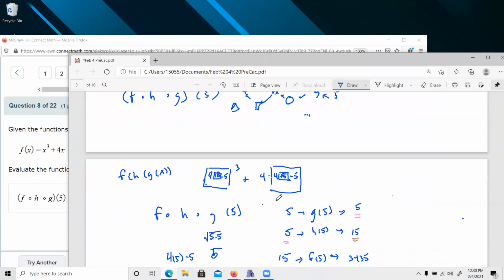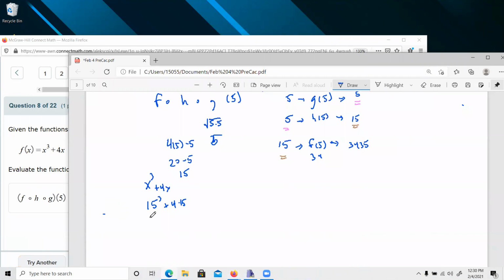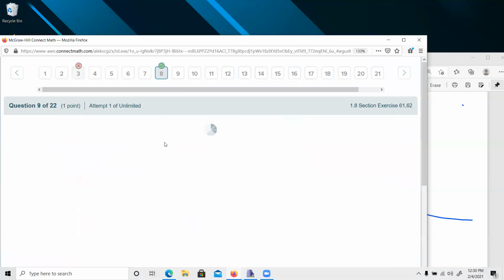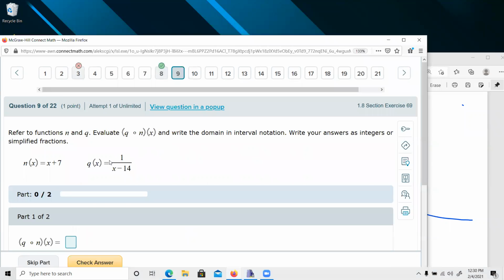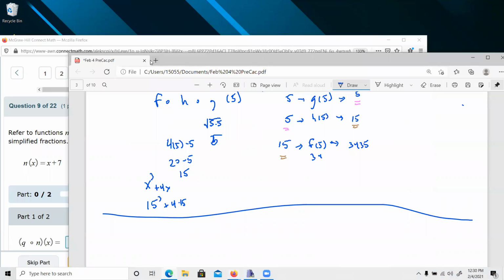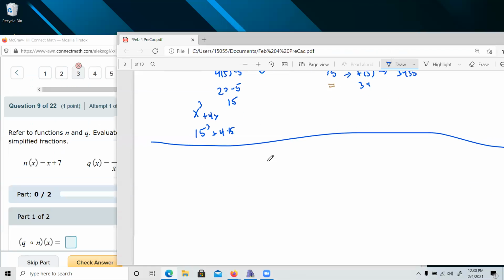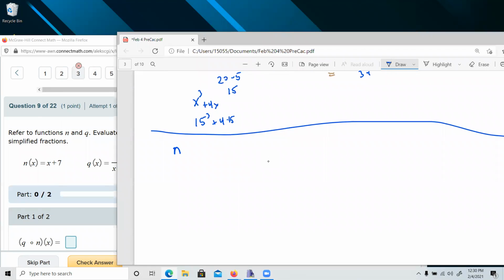I don't know if we need to do another one of these or not. Let's scout around for a little bit more. All right, this is a good one, smaller than the other one. We have n of x is equal to x plus 7. q of x is equal to 1 over x minus 14.